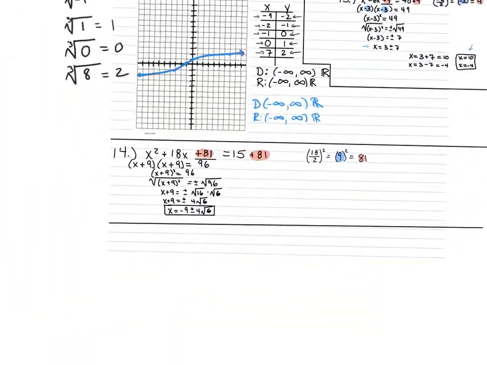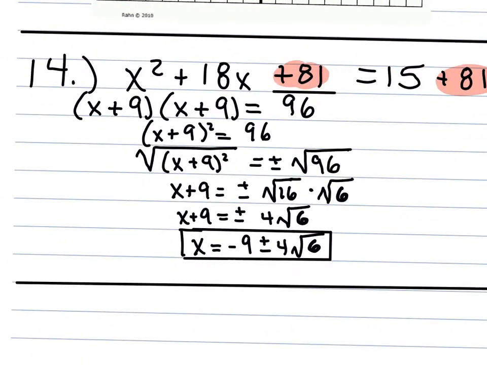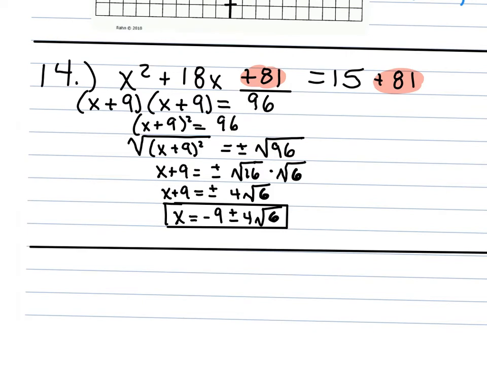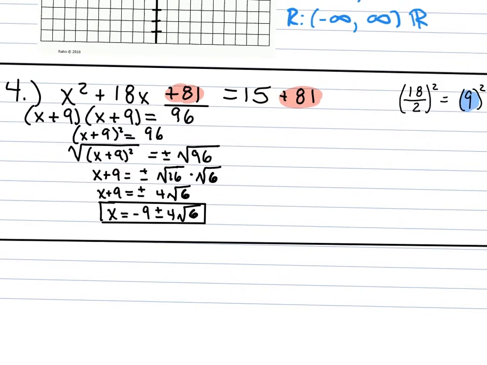So a lot of these will be completing the square here. Notice again, we had x squared plus 18x equals 15. I left that little gap there. I took half of the middle term, the one that's attached to x. Half of 18 is 9, and 9 squared is 81. That's where the 81 came from.